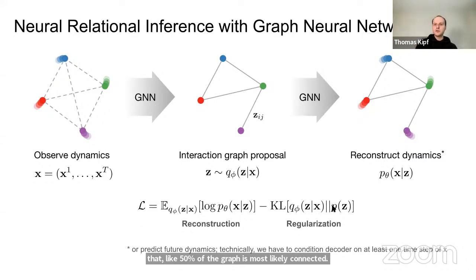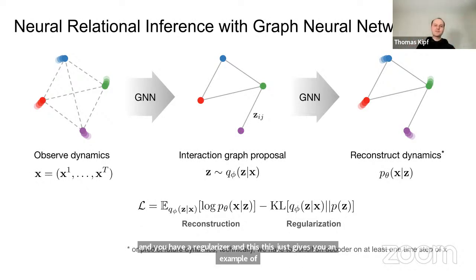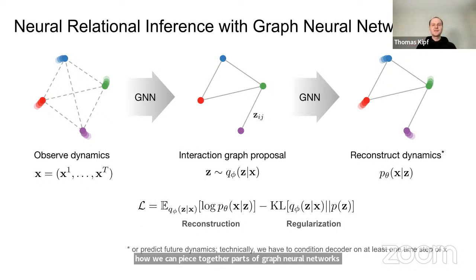And this is something you can put in this prior distribution here. And then you have a regularizer that helps you stick to that prior. And so this is how you can train these models. And effectively what you do is you just backpropagate through the whole thing. And you have a little sampling step in here, which basically just involves adding some noise, and you have a regularizer. And this just gives you an example of how you can piece together parts of graph neural networks with other techniques to get something really powerful out, like a model that can learn the physical dynamics, but also give you interpretable graph results as an output.